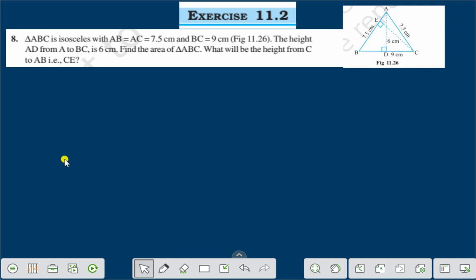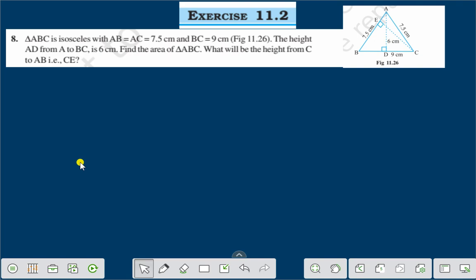Triangle ABC is isosceles with AB equal to AC equal to 7.5 centimeter and BC equal to 9 centimeter, Figure 11.26. The height AD from A to BC is 6 centimeter. Find the area of triangle ABC. What will be the height from C to AB? That is, you have to find the length of CE.